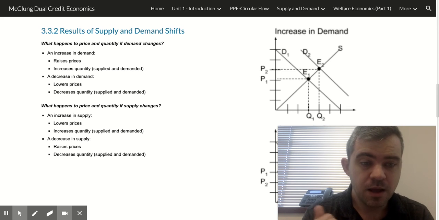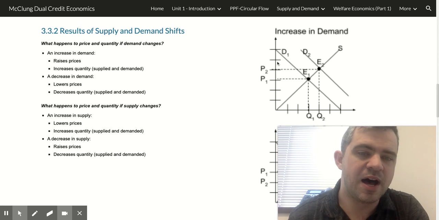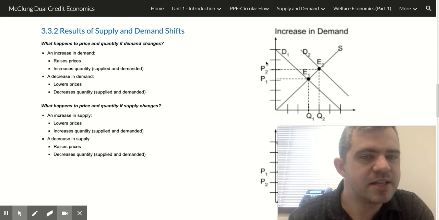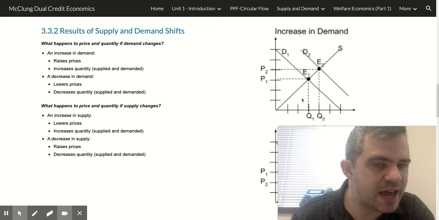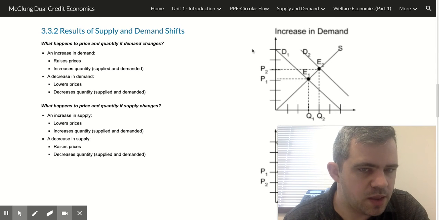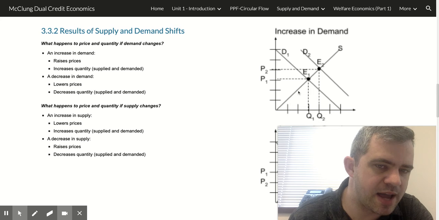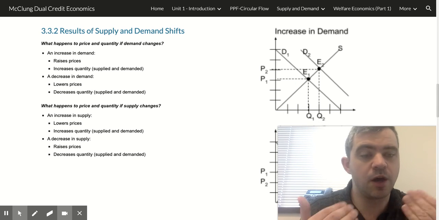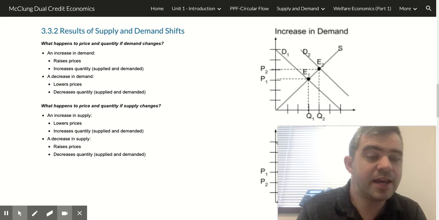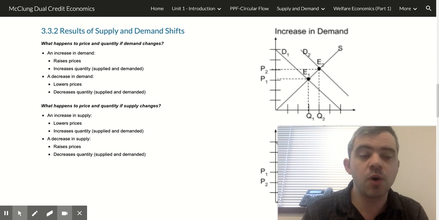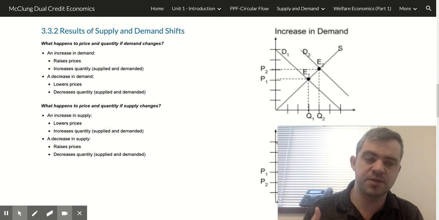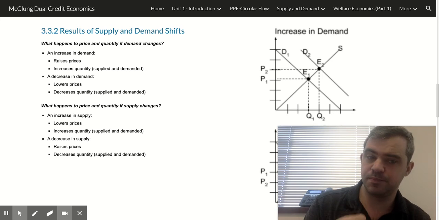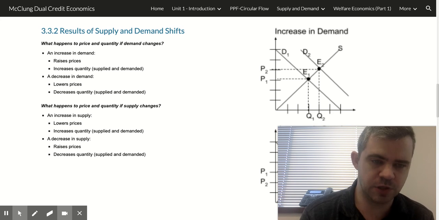All right. Now, the opposite is also true. Now, I haven't shown this picture here, but I want you to imagine that instead of moving to the right, demand instead moved to the left. There was a decrease. Well, where does that intersect our supply? That intersects our supply right about here. So, what happens to prices? They go down. What happens to quantity? It decreases. So, the opposite effect happens. If we decrease demand, we see lower prices and lower quantity, both being produced and consumed.